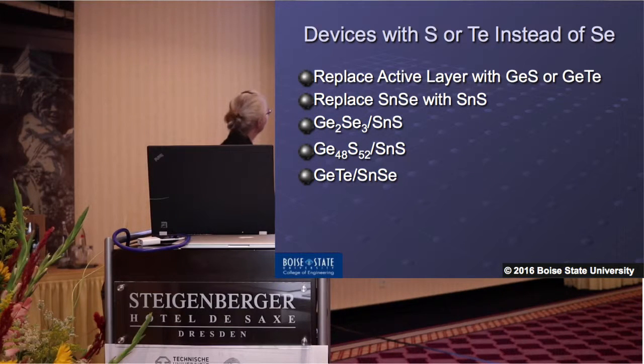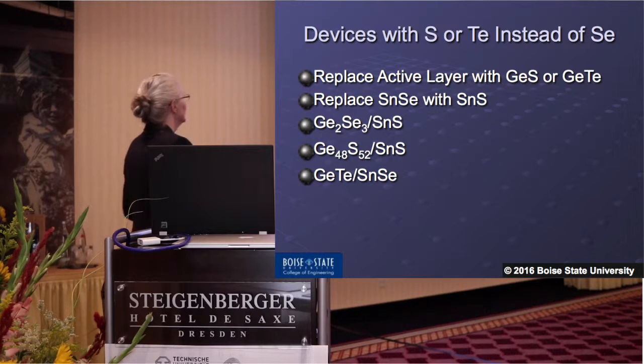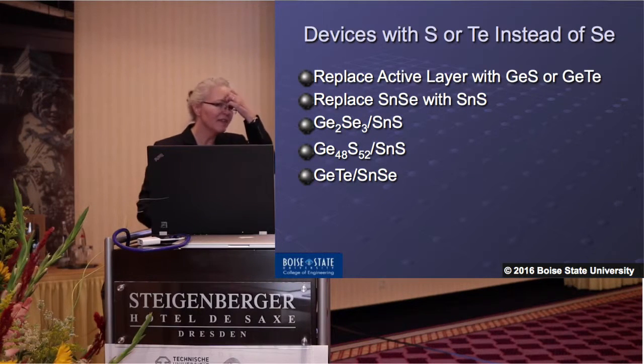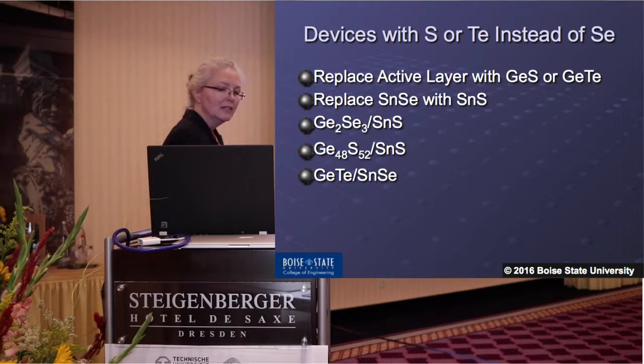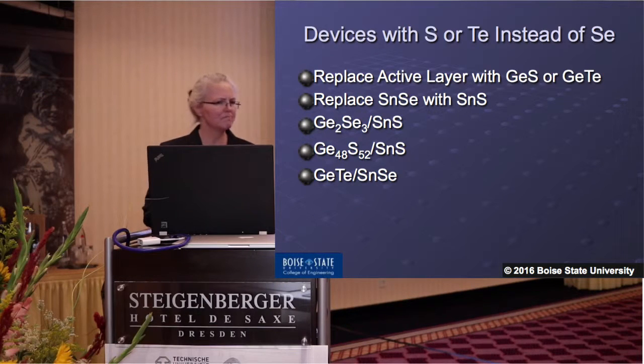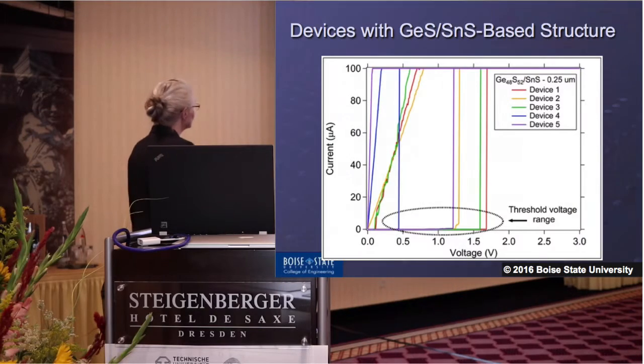So we also tried replacing the selenium with sulfur or tellurium and changed our stacks a little bit. Germanium selenide with a tin sulfide layer, germanium sulfide with a tin sulfide, germanium telluride with a tin selenide. I want to make a note about the germanium sulfide. This may not be a fair test for that one. Notice my stoichiometry is 48/52. It's a bit off from that, 40/60. So this may not be a good analog. That was evaporated, so it was hard to control that stoichiometry on that one.